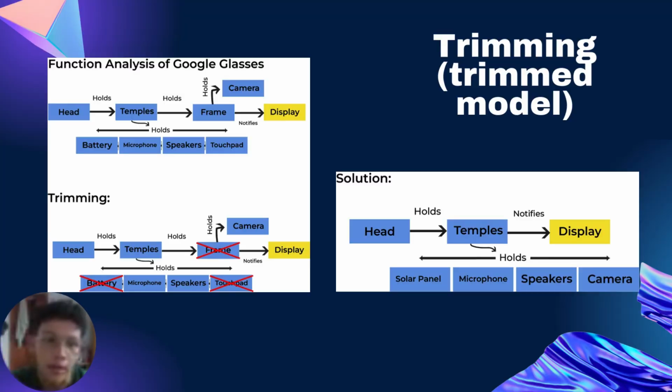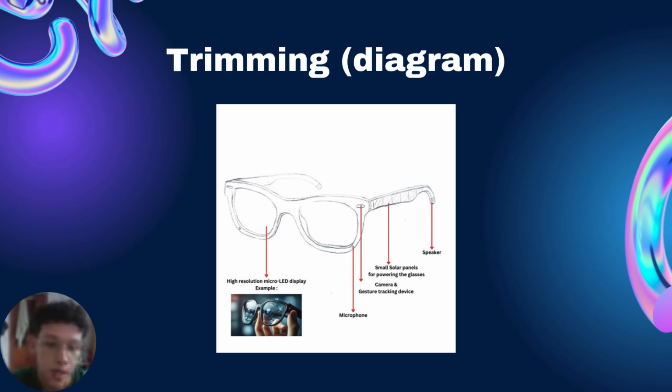So this is our trimmed model. As you can see, we already cut off the frame, battery, and the touchpad, and we replaced it to make the solution as you see before your eyes. So making it more streamlined and doesn't actually hinder the progress of the product. And this is the diagram of our finished solution.